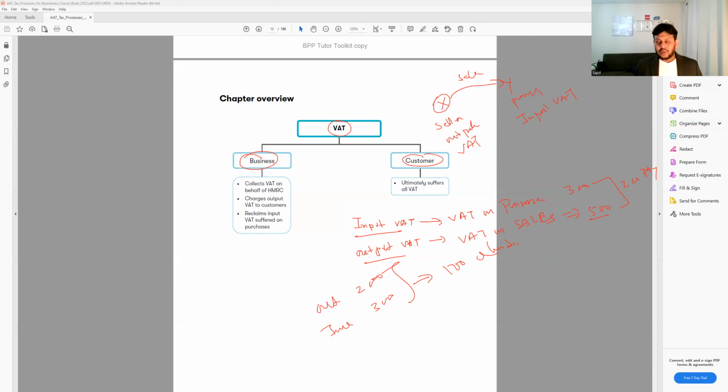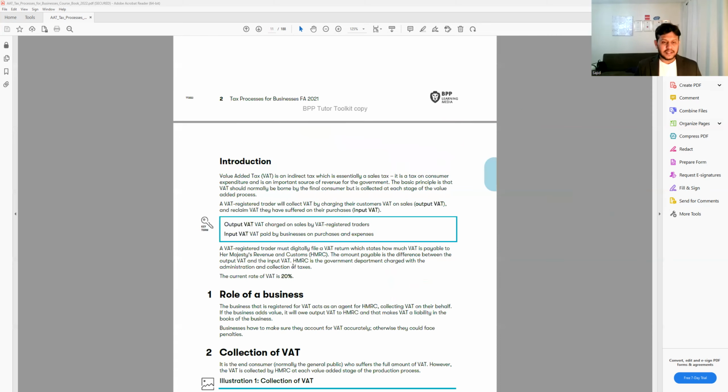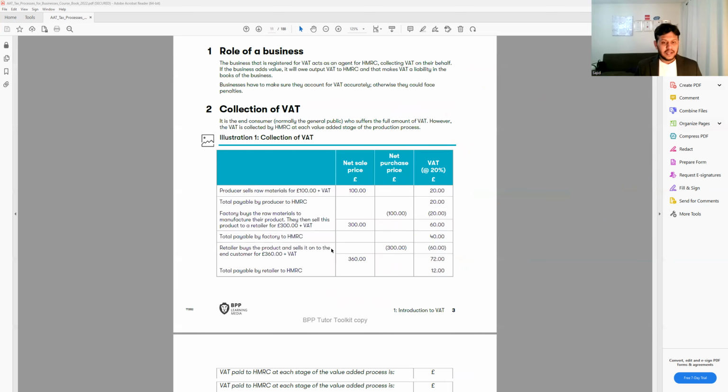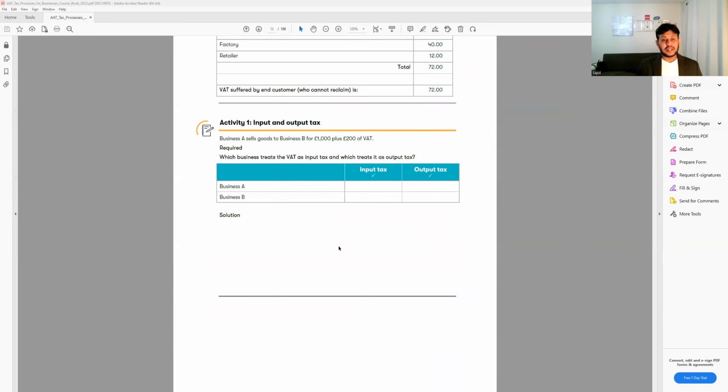All right, so let's have a look what else we have in the chapter. As I said, we have not much thing, just output and input VAT, and just one example here. So let's look at this activity one, very simple example. I'll give you 5 minutes to all of you to have a look at this example and tell me what do you think. Which one is output, which one is input? Take your time, 5 minutes, and we'll solve it together after.